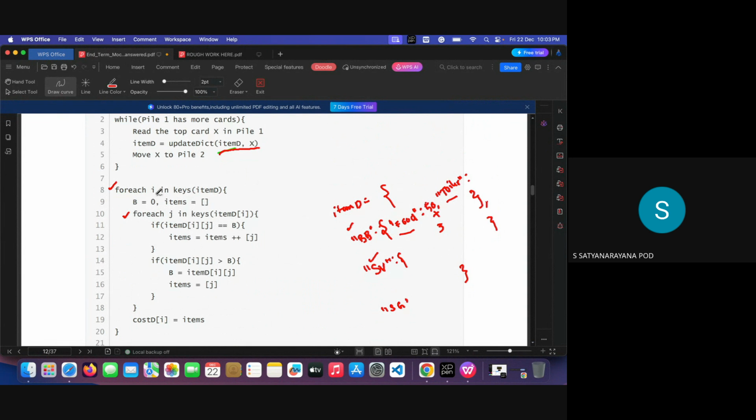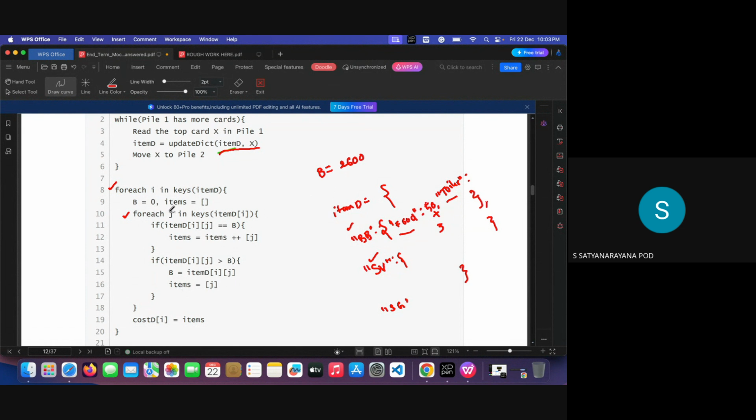In this, what they are checking is, is it equal to B? B is 0. No, it is not equal to B. Is it greater than B? Yes, because B is right now 0. Now B will get whatever the highest item cost is. Maybe I'll get the item cost of maximum, 2,600. Now that item name is added into that items of J.